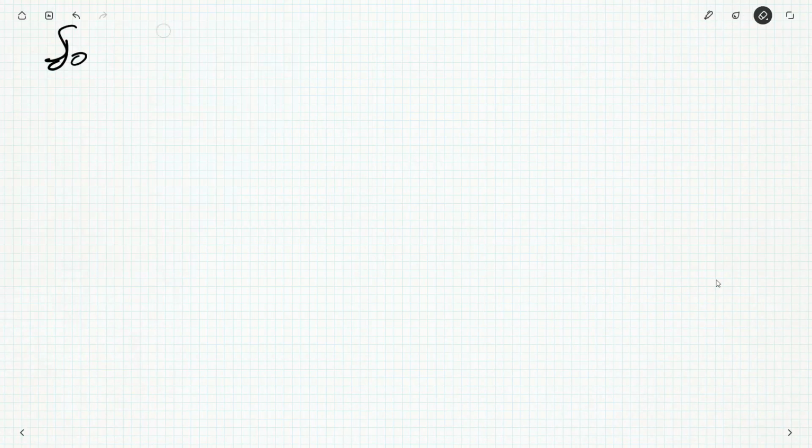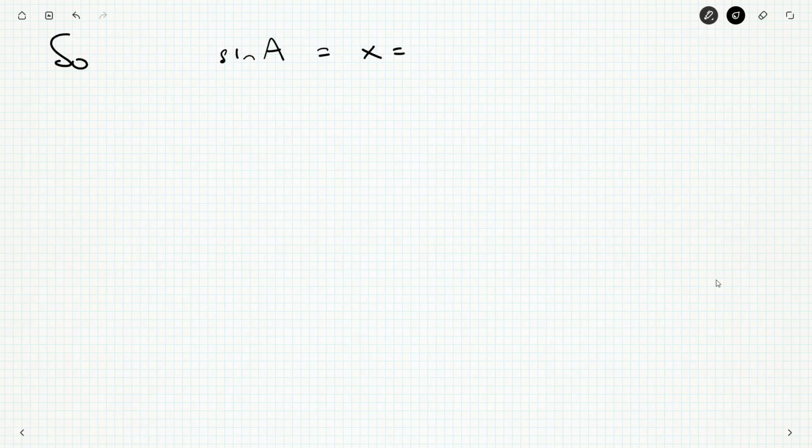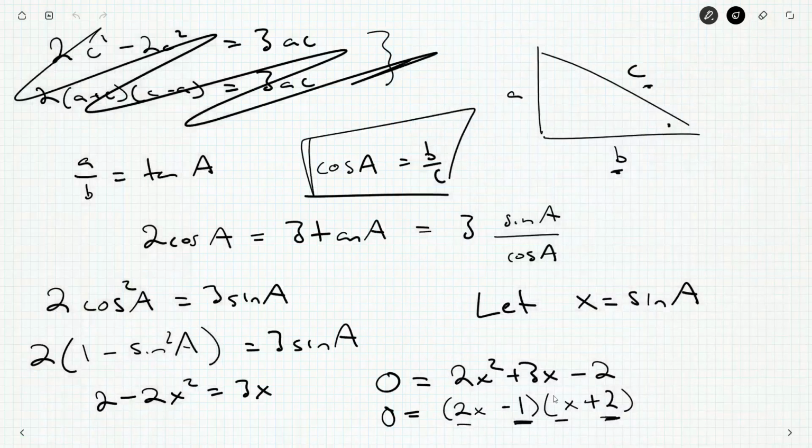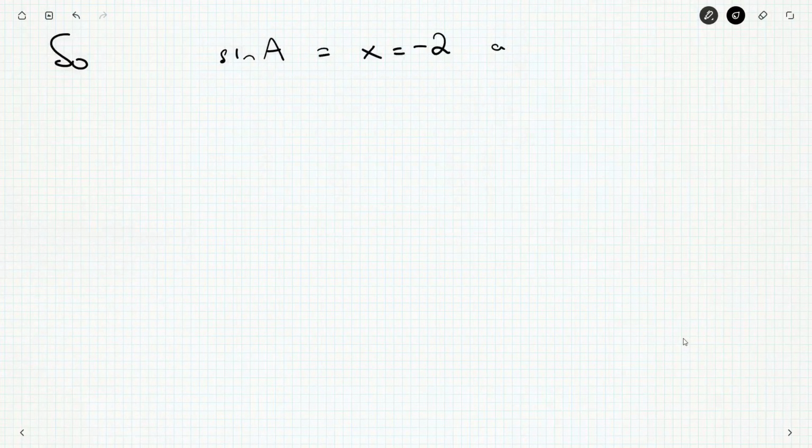So, geez, that's a terrible lesson. I need to stop writing before the page flips. So sine of a, which is equal to x, is either, what have we got? It's either negative 2 or 1/2. Of course, the negative 2 can be discounted. So sine a is 1/2.